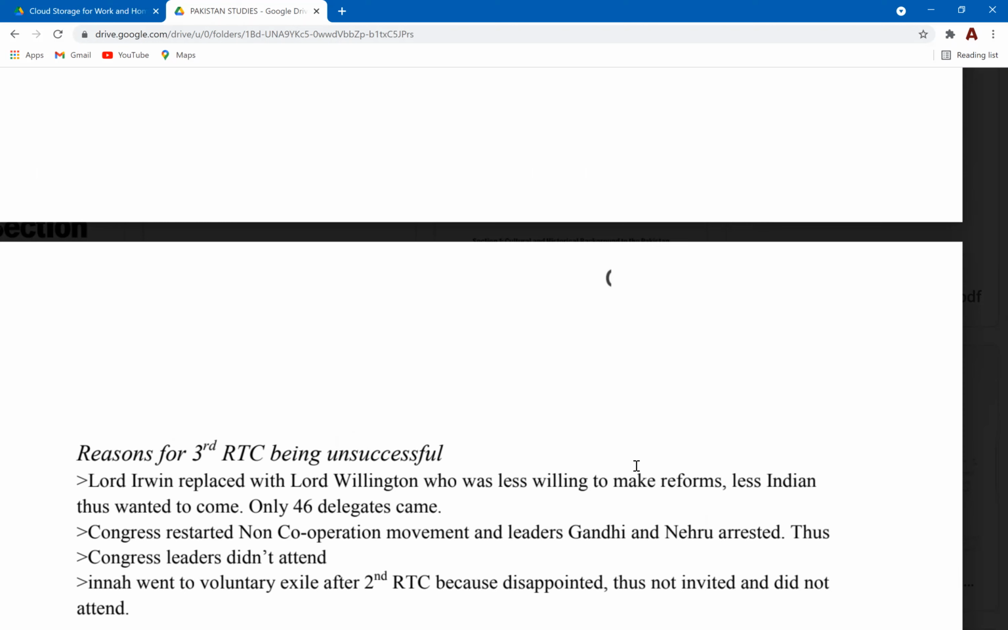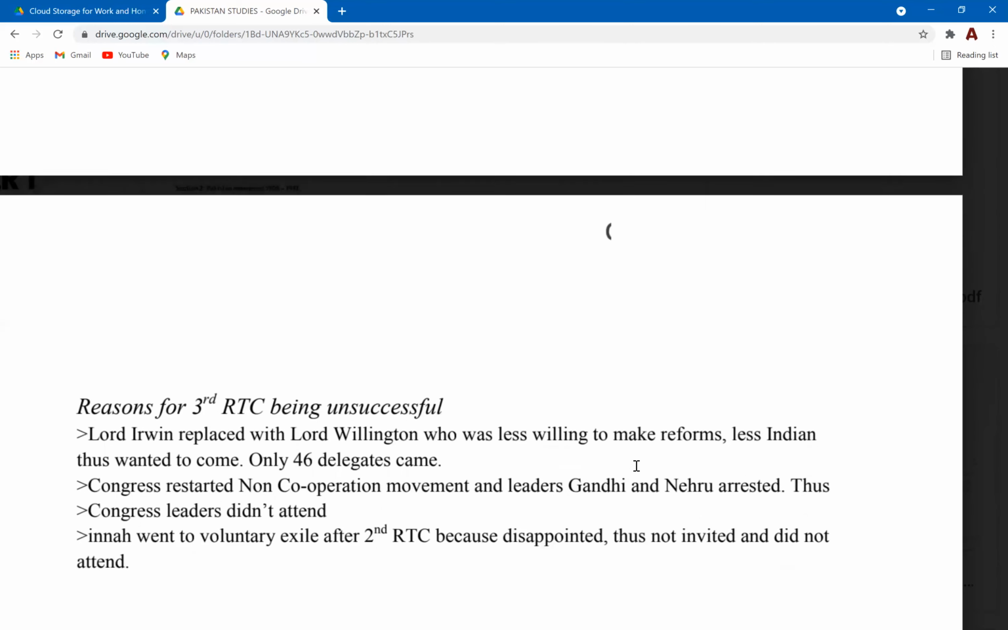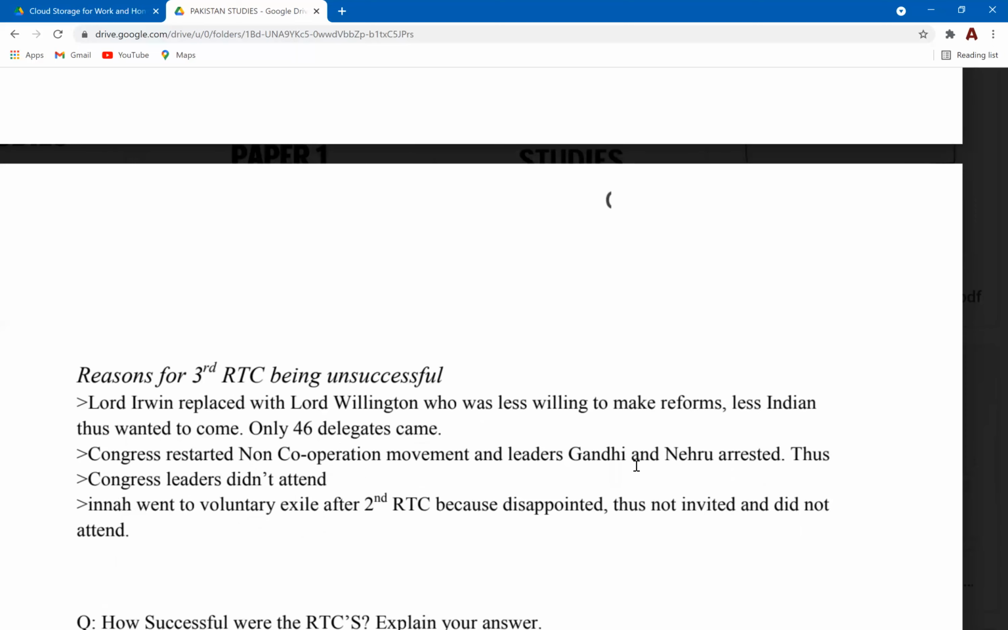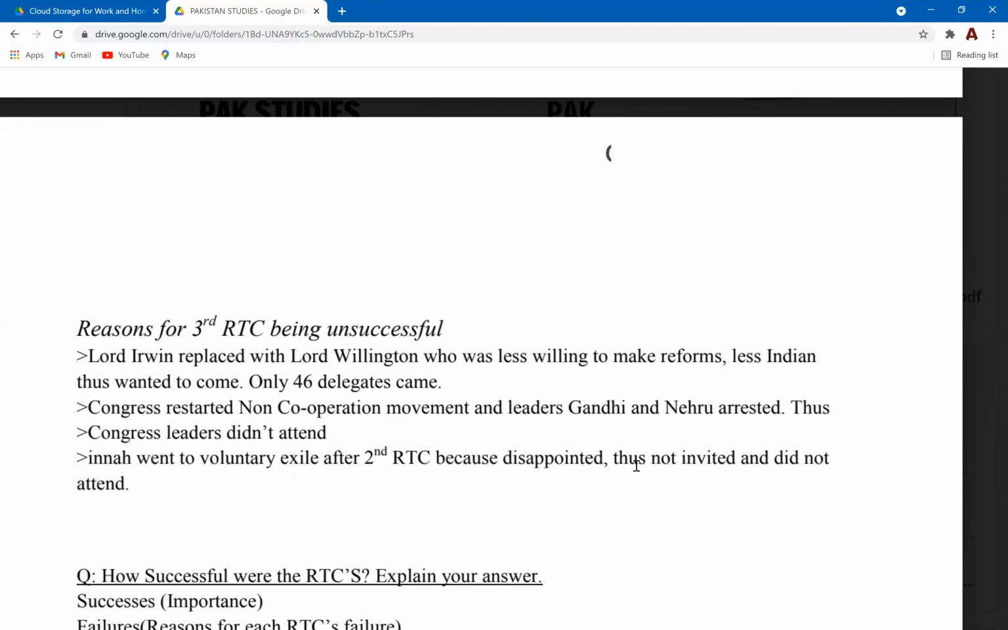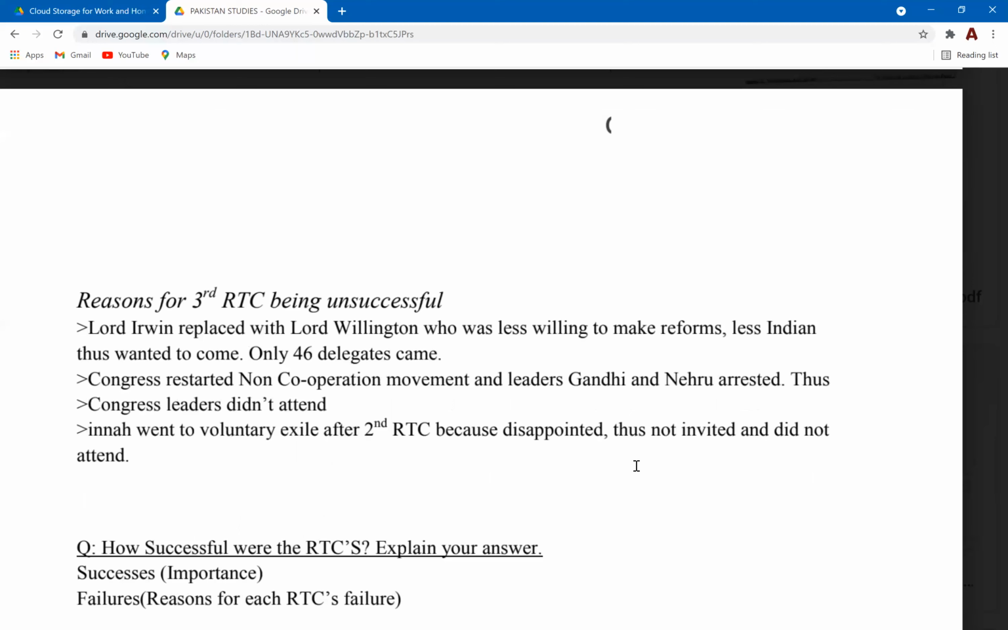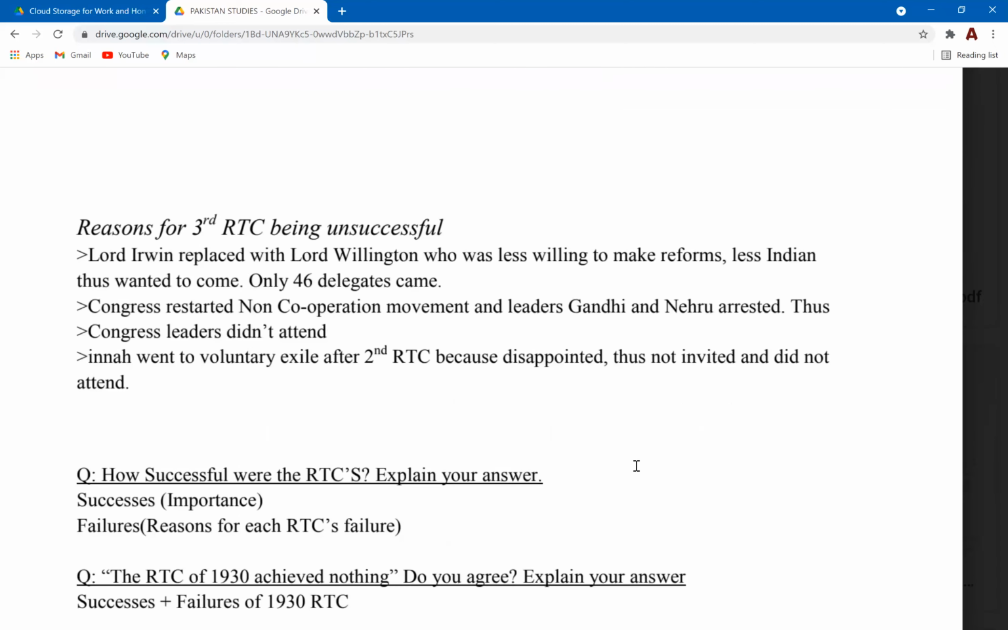The Conservative Party in the coalition government of the UK was also not interested to make reforms. I don't know what they were exactly expecting out of these three roundtable conferences. So this was just, you could say, a show of power, maybe a show of strength, that yeah, they were trying to make some reforms, but in reality, they were not.